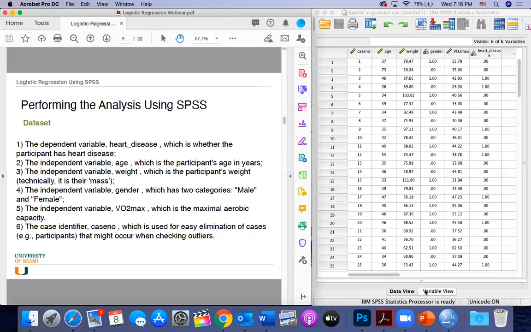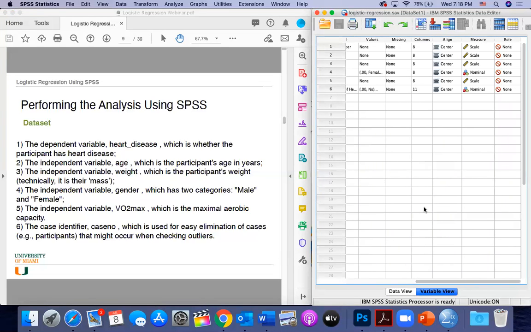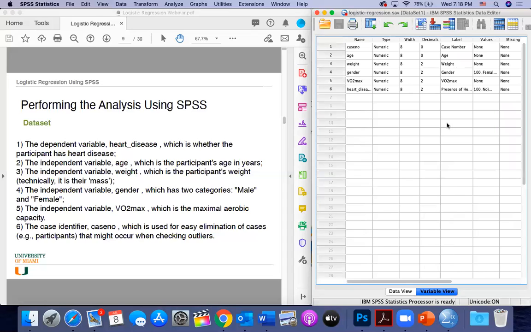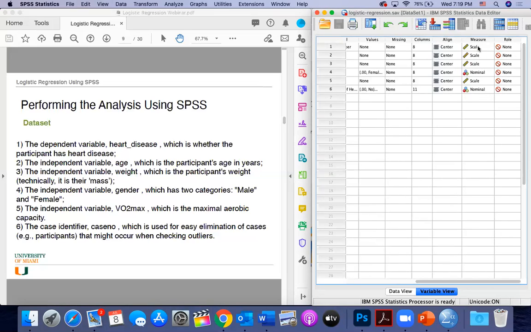So just make sure that each of them has the appropriate measure, because later on you will see that you have to specify each measure correctly to do the logistic regression analysis.